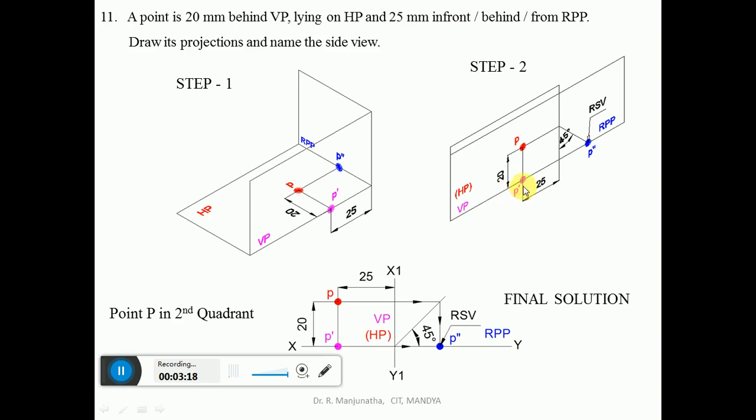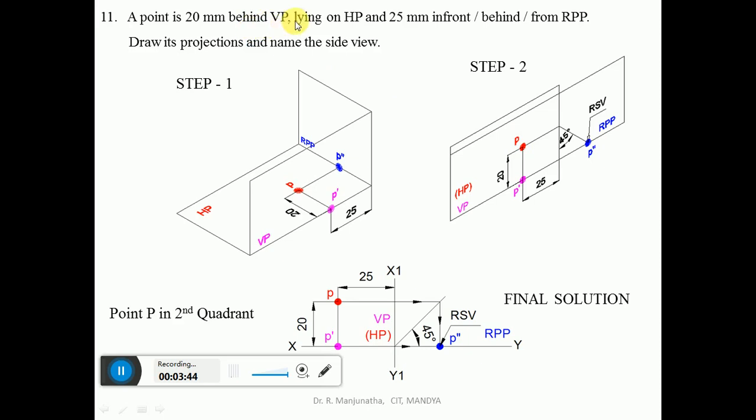Now from here you measure the distance of 25 mm and draw a vertical projector. Then it is 20 mm behind VP. So from this point you measure 20 mm behind VP. Behind VP will be on HP. Since the HP is above the XY line, from this point you mark 20 mm and then mark a point which is P.